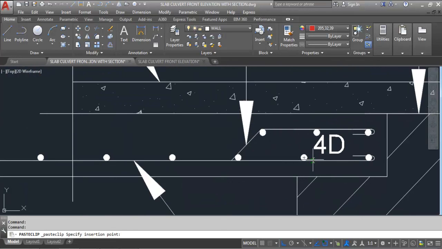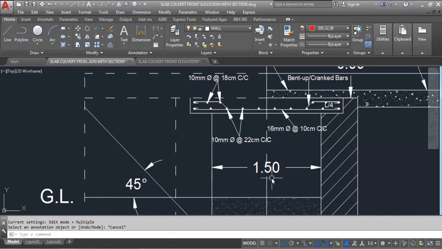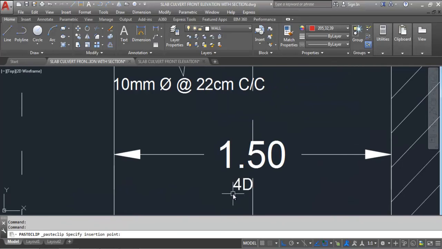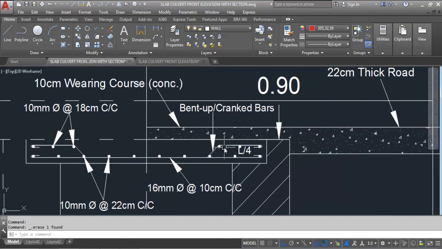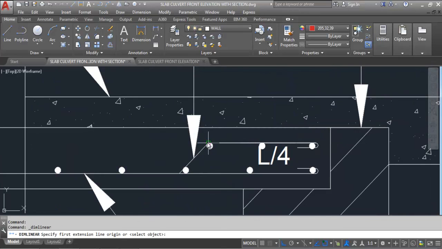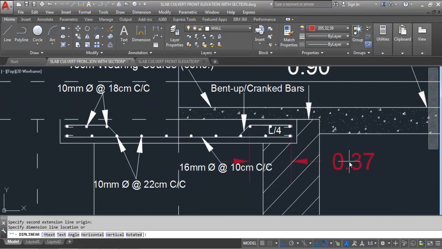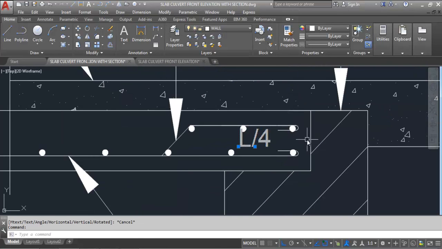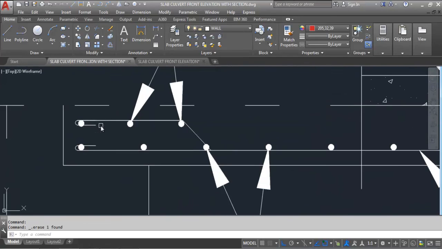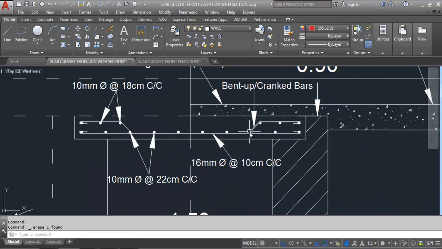Now this distance is L by 4. This length is L by 4. L is the clear span, 1.5 meter. So this length is L by 4. Here to here this is 0.37, meaning clear span 1.5 meter divided by 4. We get 0.37 meter, L by 4.